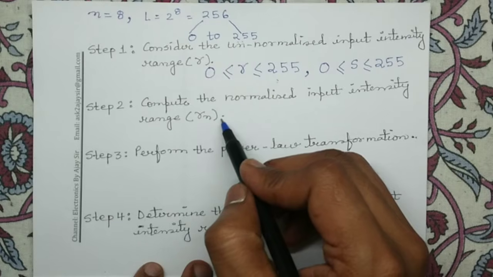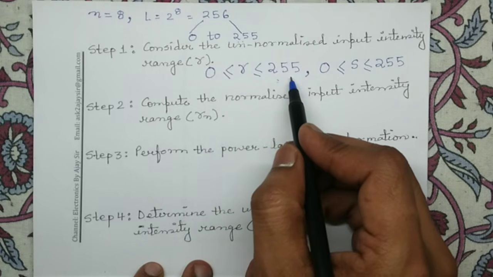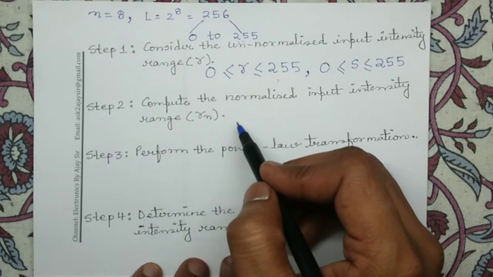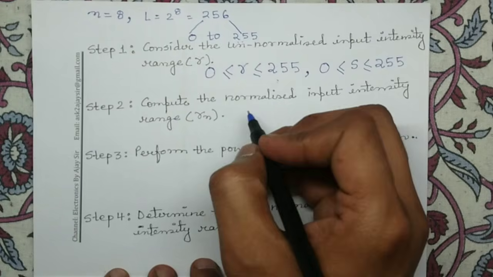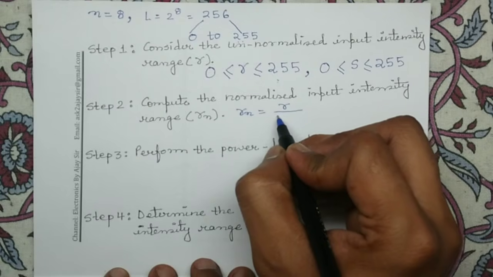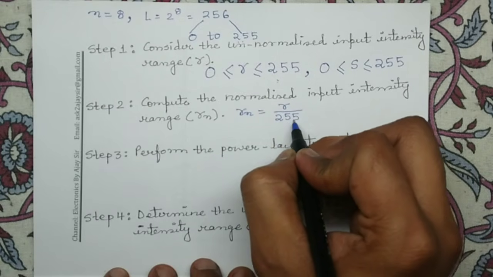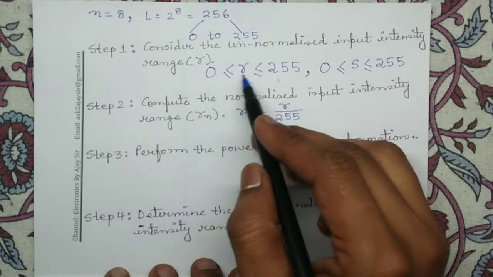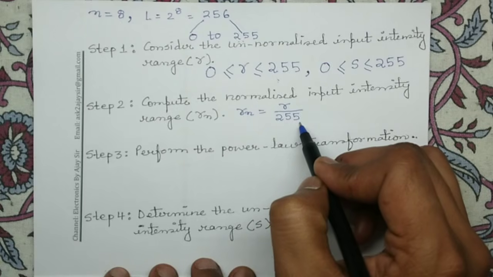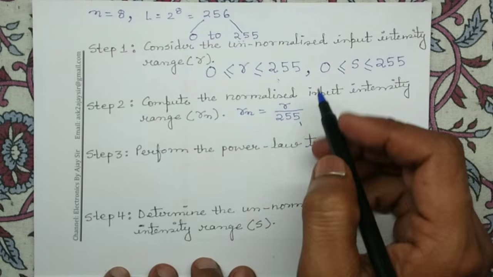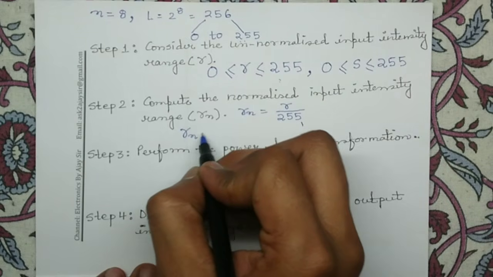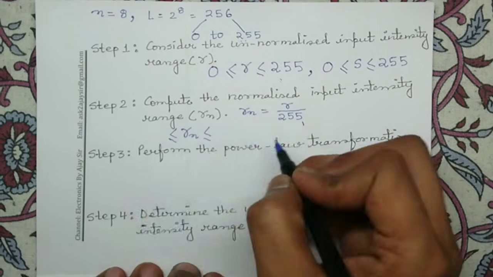Now in step 2, we have to convert this unnormalized input intensity range R into normalized input intensity range Rn, and for the same we will perform a simple mathematical operation, that is Rn equals R divided by 255. That is, each intensity value in this unnormalized range will be normalized with respect to its maximum intensity value, that is 255, and if you apply this mathematical equation, we will obtain the range of Rn.